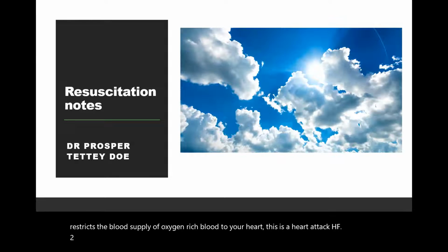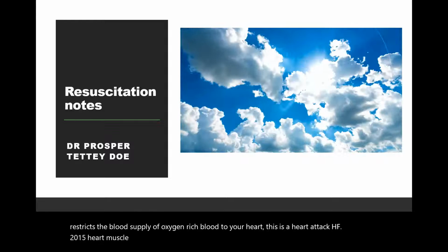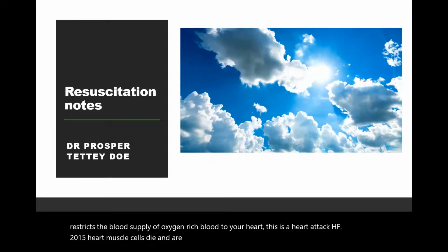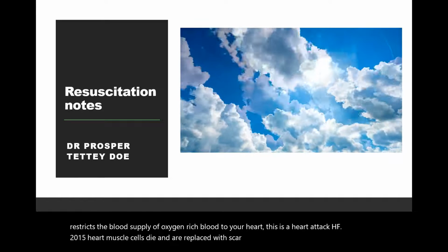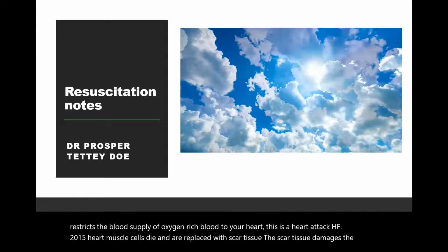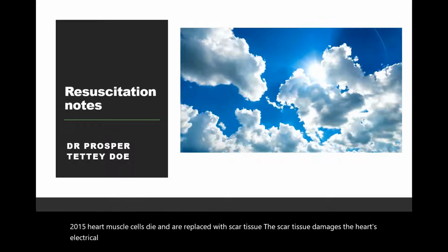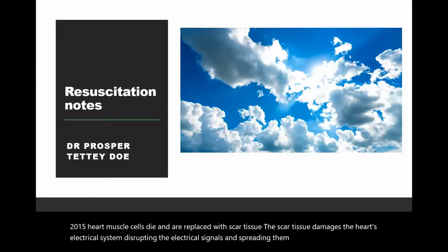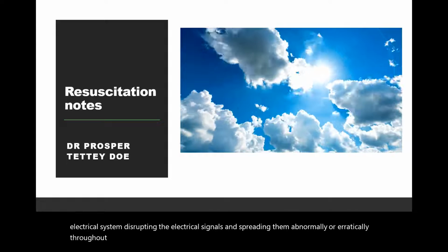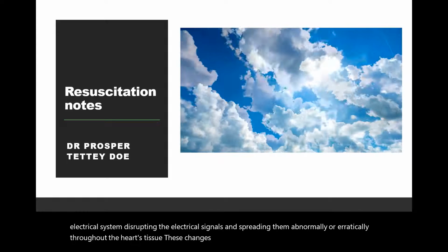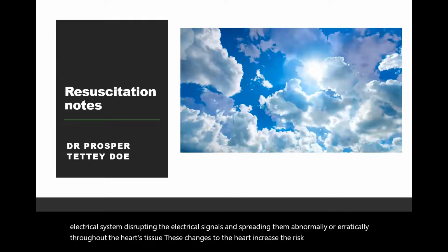Heart muscle cells die and are replaced with scar tissue. The scar tissue damages the heart's electrical system, disrupting the electrical signals and spreading them abnormally or erratically throughout the heart's tissue. These changes to the heart increase the risk of dangerous arrhythmias and sudden cardiac arrest.